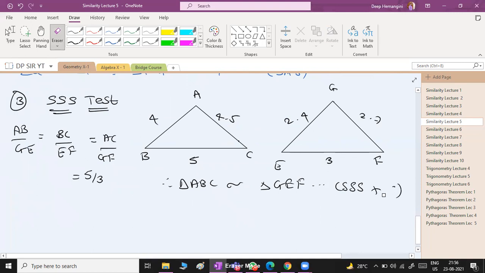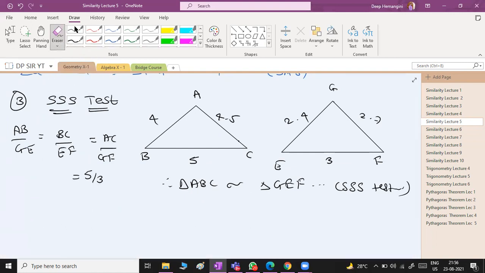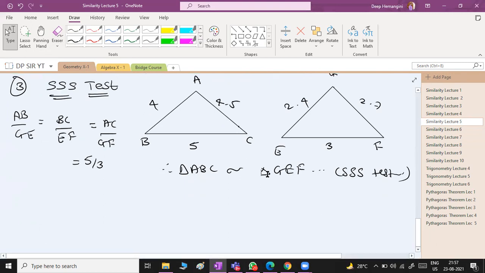ठीक है, वो भी TOS लिखा तो वापस कंफ्यूज होंगे. So SSS test of similarity. Okay, then let's go for properties of similar triangles. I know it's quite tedious to learn theory while we are interested in question solving and all that part, but never mind. It's definitely going to be easy. Don't worry. So properties of similar triangles.